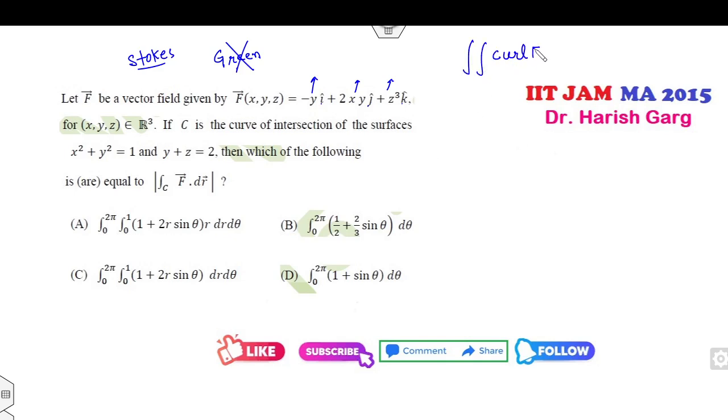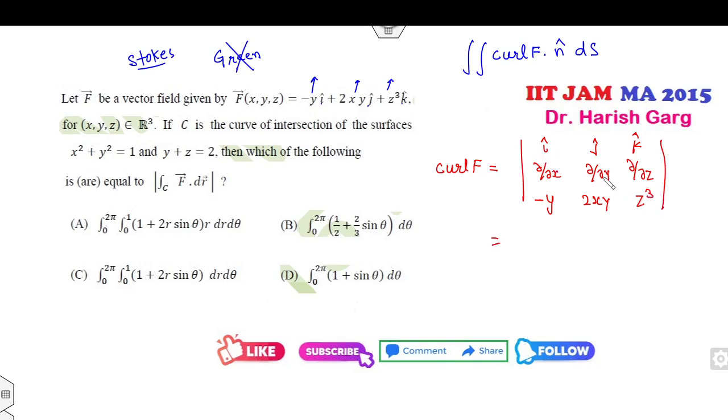You have to find the curl of the function f and then the unit vector. So firstly I find the curl of f. i, j, k, partial derivative with respect to x, with respect to y and z, and it is minus y, 2xy, z cube. So with respect to i it is 0, 0, and then with respect to k it is 2y plus 1 of k cap. So your curl is 2y plus 1 k cap. Then your n cap will be my k cap.